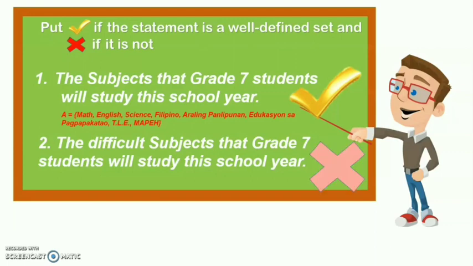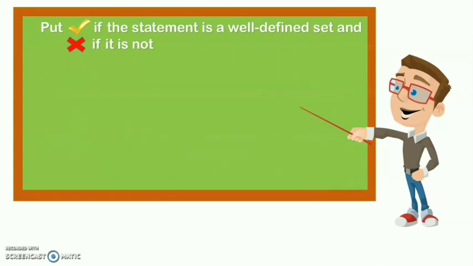Yes, number 2 is X. It is not well defined. Why? Because of the word difficult. Difficult is a relative term. Some students may have difficulty in a particular subject while other students may find it easy. So for example, sa Mathematics, may mga estudyante na nahihirapan sa math, meron din naman mga estudyante na dadalian sa math. Okay?